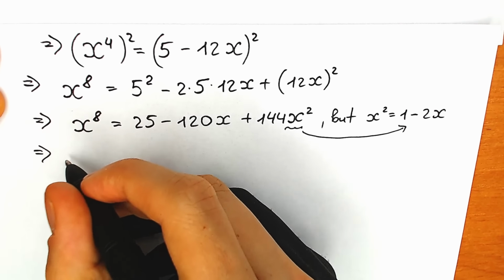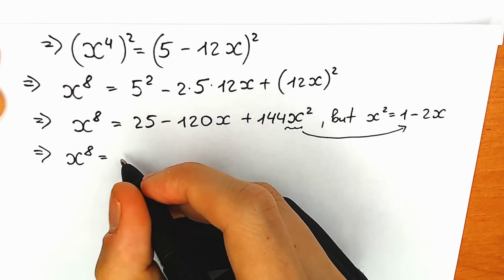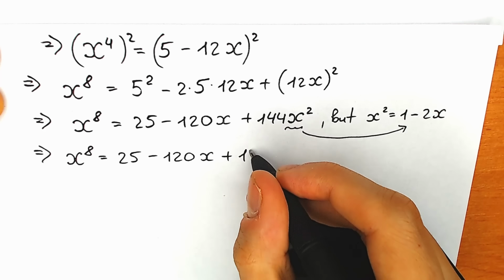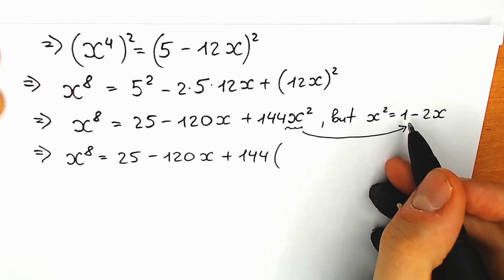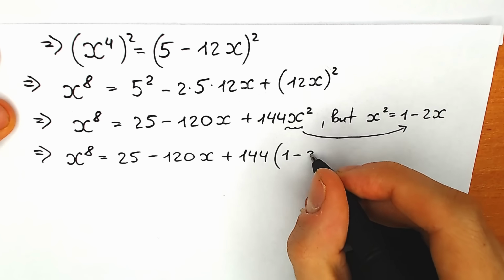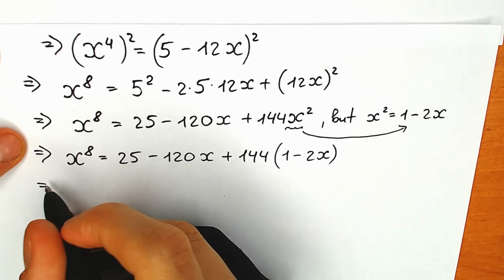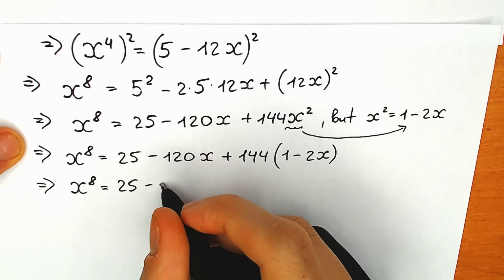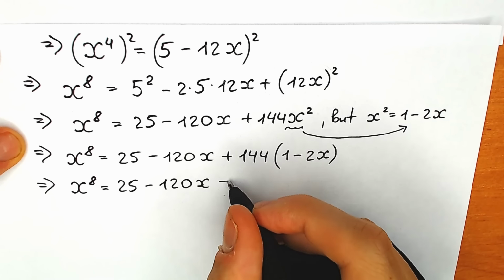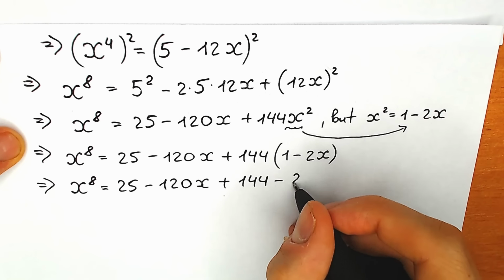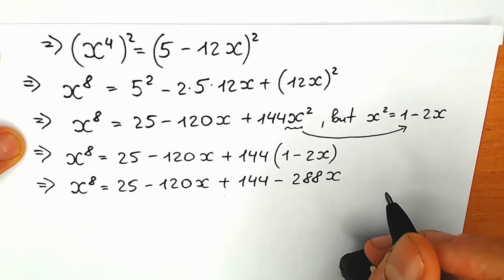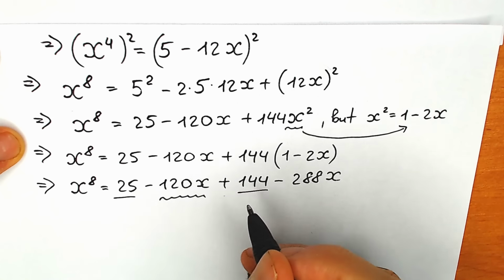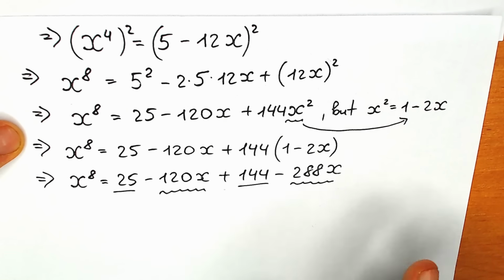So let's do it. So we have x to the power 8 in the beginning equal to 25 minus 120x plus 144x squared, but instead of x squared, we plug in this one, 1 minus 2x. Okay, let's simplify it. So x to the power 8 equal to 25 minus 120x plus 144 and minus 288x. So what do we have as a common expression? We have constants right here, and we have variables.